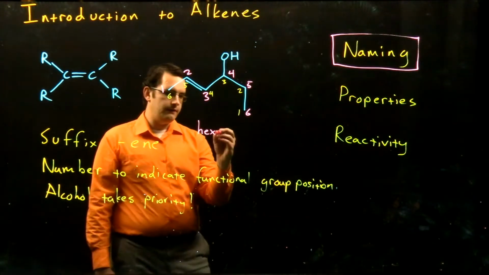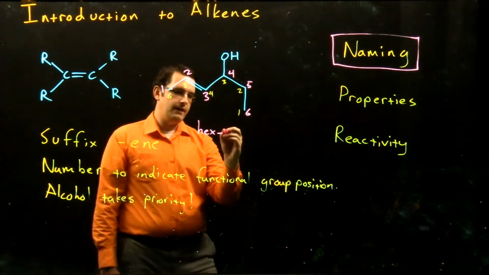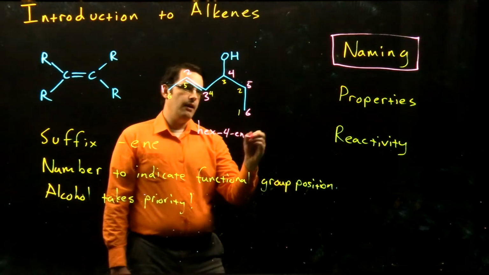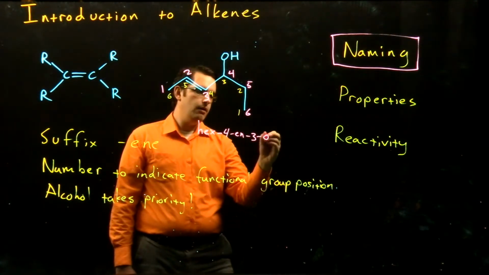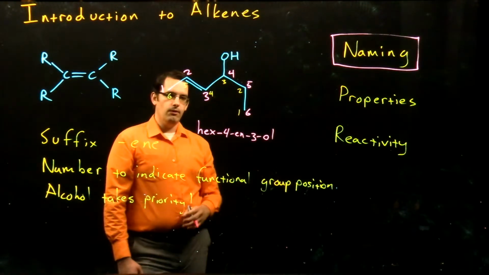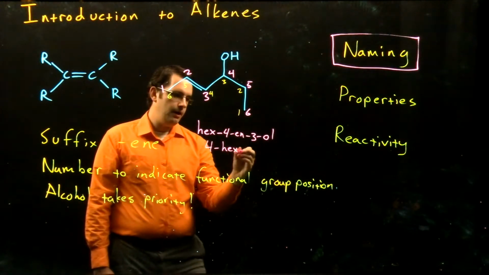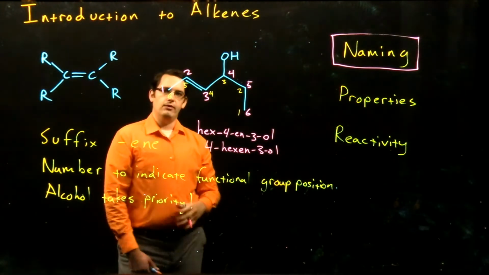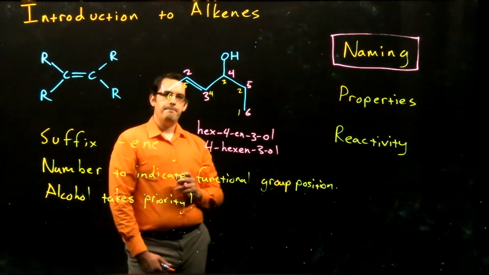So we can do this like this. So we have hex, and now we're using the orange numbering. So this is hex-4-ene, and then we also put the alcohol in there as well, 3-ol. So it's hex-4-ene-3-ol. Or we could also write this as 4-hexene-3-ol. Both of these, again, are appropriate ways to represent our overall molecule name.